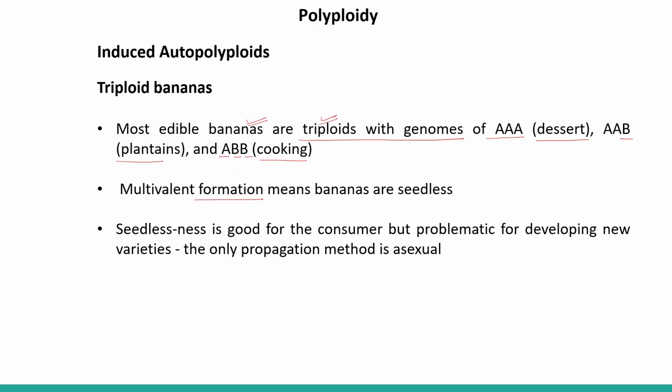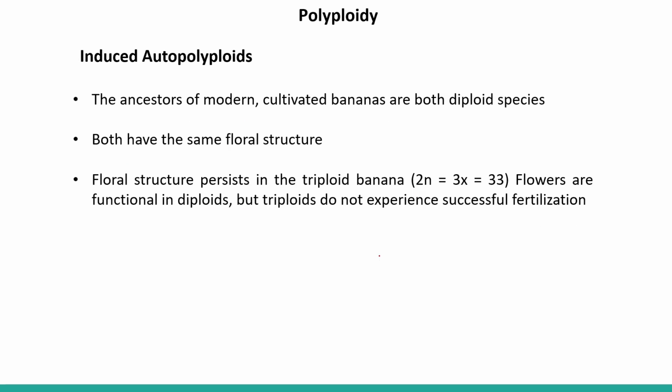Now multivalent formation means bananas are seedless. This is one of the advantages of multivalent formation in banana, that they are seedless. Seedlessness is good for the consumer but problematic for developing new varieties. The only propagation method is the asexual method. The ancestors of the modern cultivated banana are both diploid species, and both have the same floral structure.